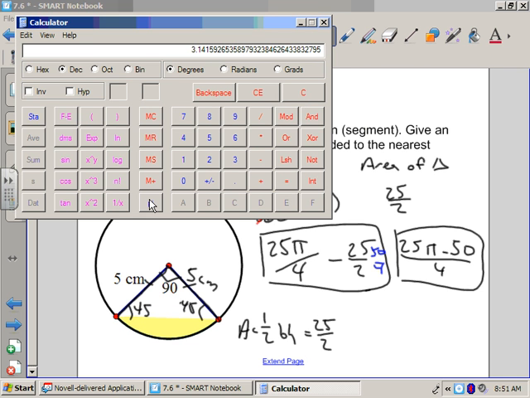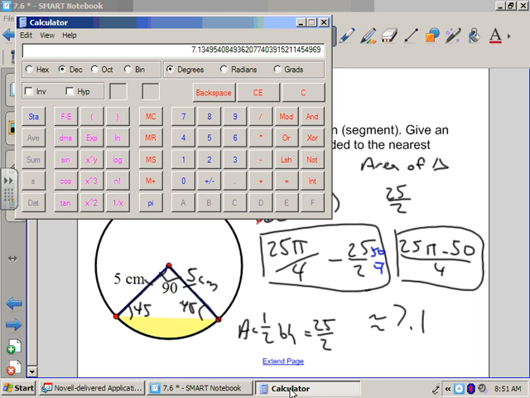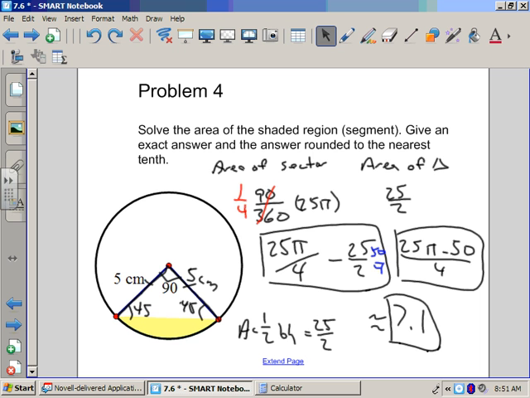All right, so let's try this again. Let's do pi, and then let's multiply that by 25. And then let's subtract 50. And let's take this number and divide it by 4. And my answer, I didn't round it to the nearest tenth, is approximately 7.1. So it is possible to take a calculator and get 25 pi minus 50 over 4. Might be hard to figure out exactly what that number is. A very good approximation by the calculator is 7.1.